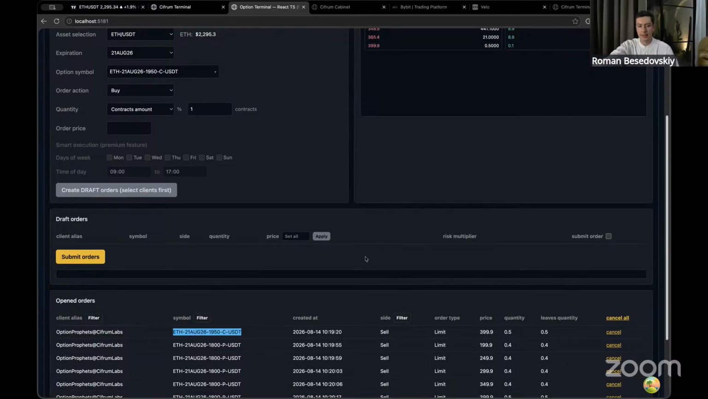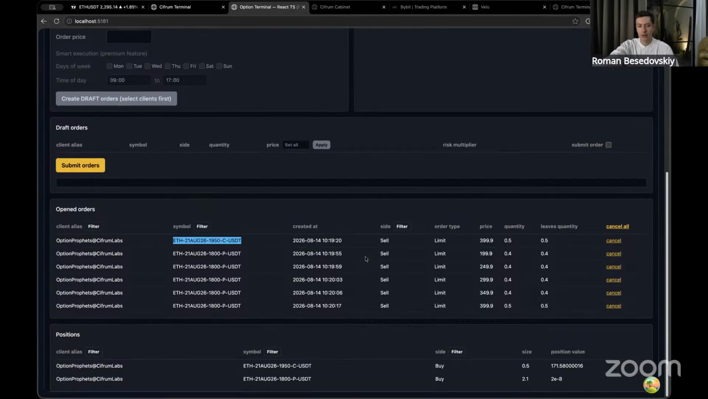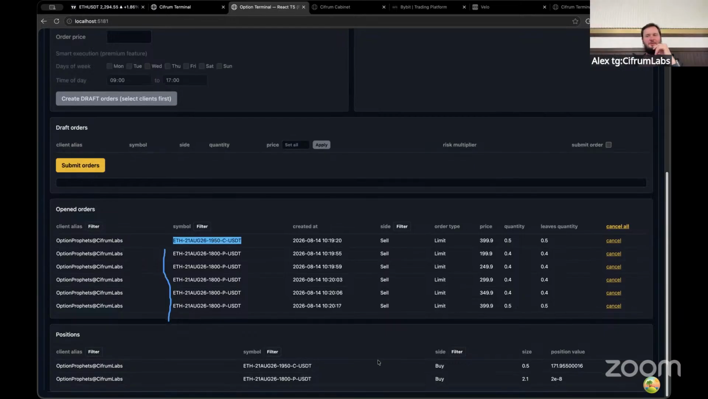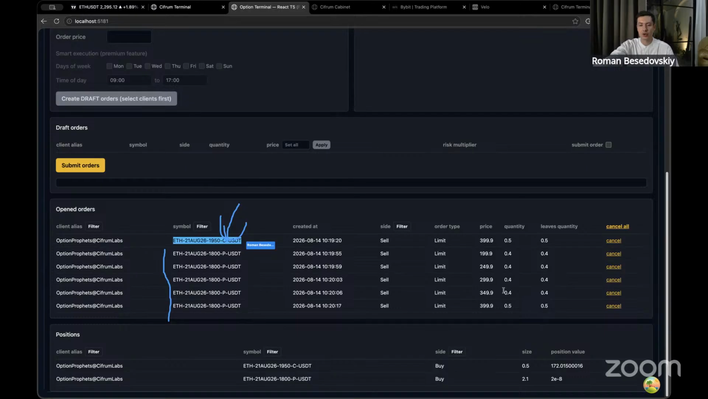So we can cancel all these orders. We can, for example, leave these orders for put options, but I don't know what must happen for the market to go back lower than like 1800. Minus 30%, yes. I think this is a good idea. Let's close our last part, the 0.5 option call.